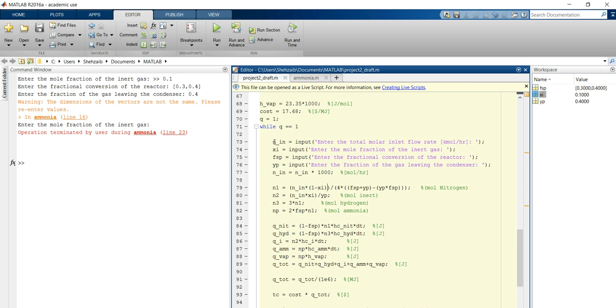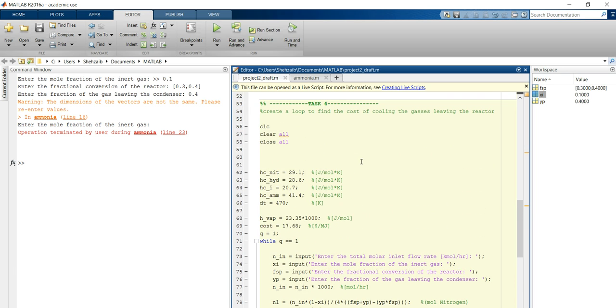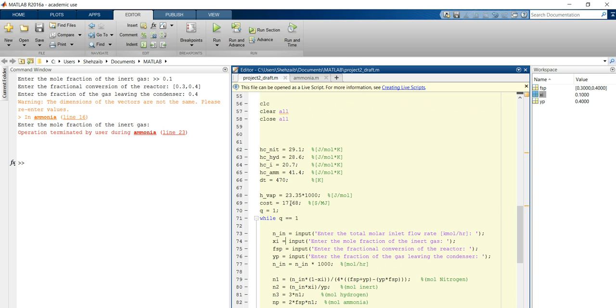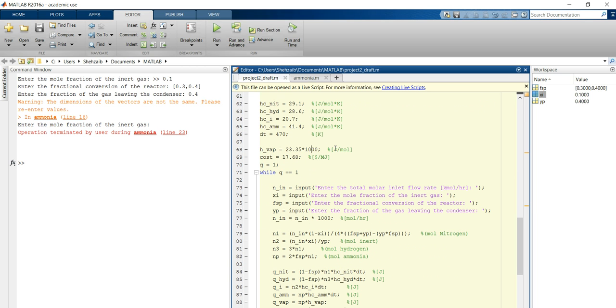In this equation, the N_N is the molar flow of the gas. So it could be 10 moles per hour, it could be 5 moles per hour, it could be 6 moles per hour, depending on the user. Xi naught is the same as before, FSP is the same as before, YP is the same as before. And right over here, first we set our variables or constants, the heat capacity constants. They are in joules per mole times Kelvin for nitrogen, the inert gas, and ammonia. DT is the temperature change, and HVAP is also a constant, joules per mole for ammonia, and the cost is dollars per megajoule.